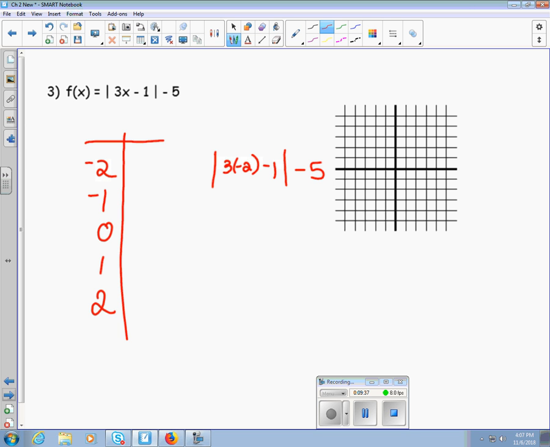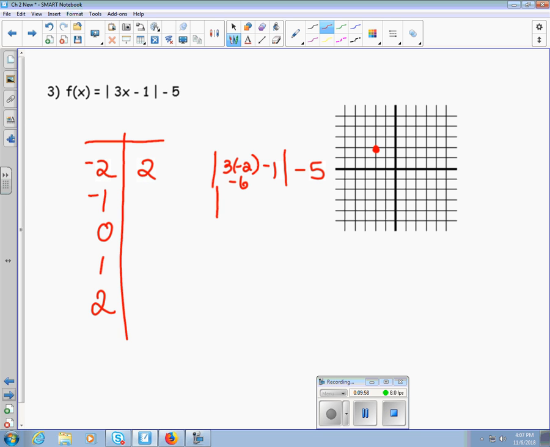So we have to do all the stuff that's in the absolute value bars, then do the absolute value, then finish up the problem. So this will get -6. -6 minus 1 is -7. Absolute value is 7. 7 minus 5 is 2. And so there's my first ordered pair.